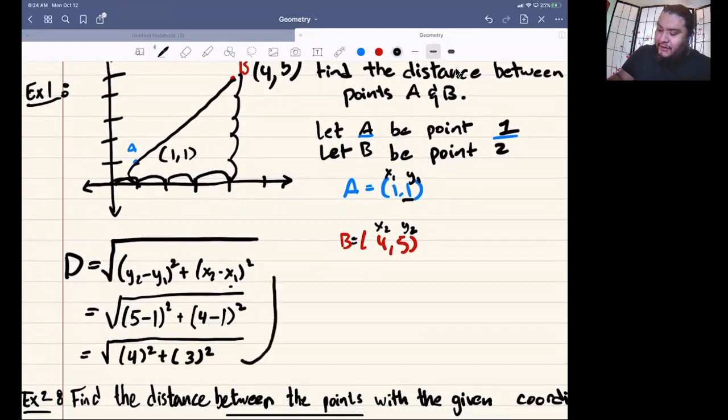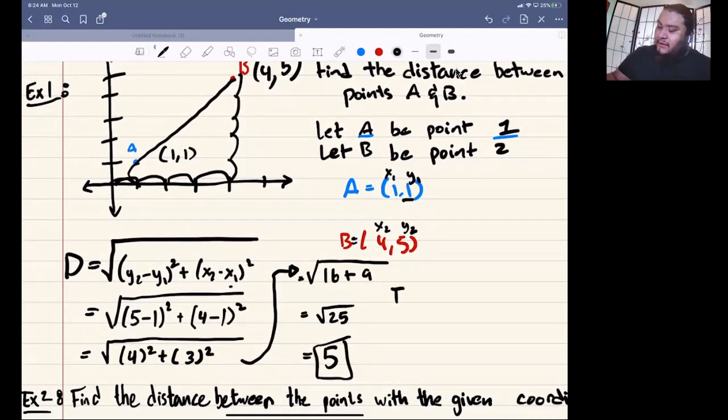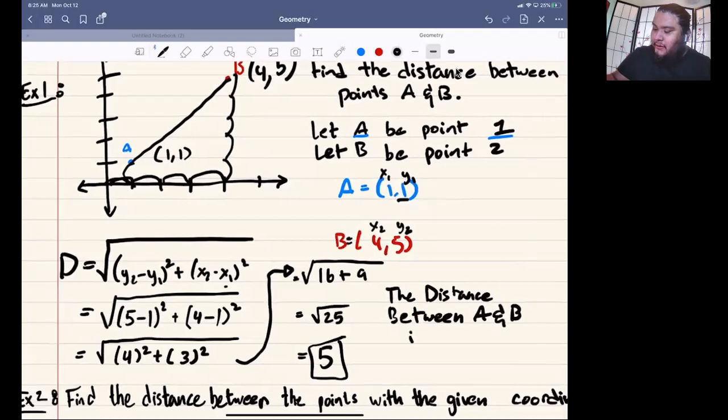And then we're going to continue this over here. So 4 squared is 16. 3 squared is 9. We're going to go down. 16 plus 9 is 25, which gives us the square root of 25, which is 5. So the distance between A and B is 5. And that's how you do it.